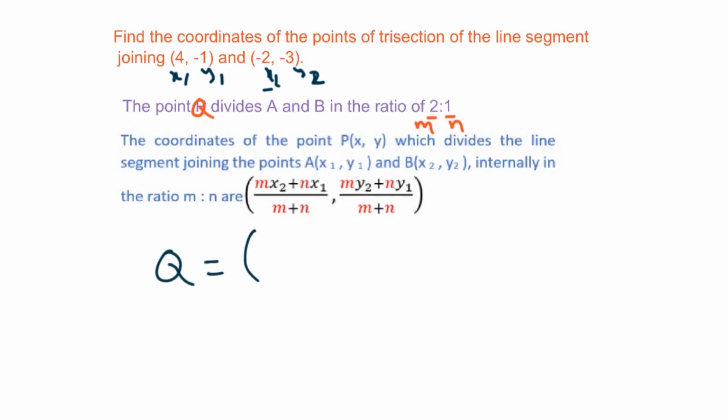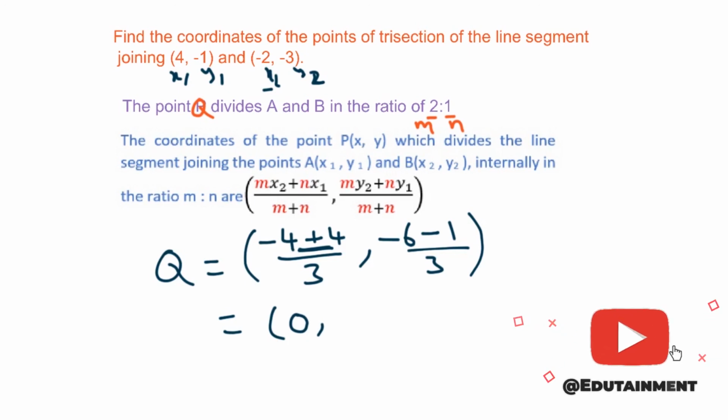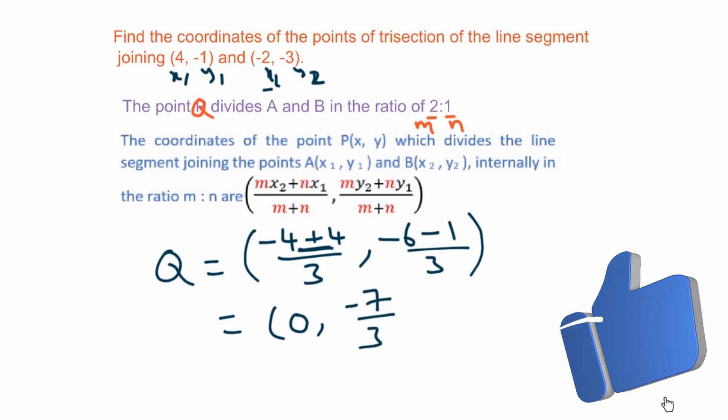m x2, m is 2, 2 times x2 is minus 2, which is minus 4, plus n x1, 1 times x1 is 4, which is 4, divided by m plus n, 2 plus 1, 3. Again m y2, 2 times minus 3 is minus 6, plus n y1, 1 into minus 1 is minus 1. So let us write this as minus 1, divided by m plus n, 2 plus 1, 3. Minus 4 and plus 4 is 0. So 0 divided by 3 we can write 0. Minus 6 minus 1 is minus 7 divided by 3. So this is point Q, (0, -7/3).